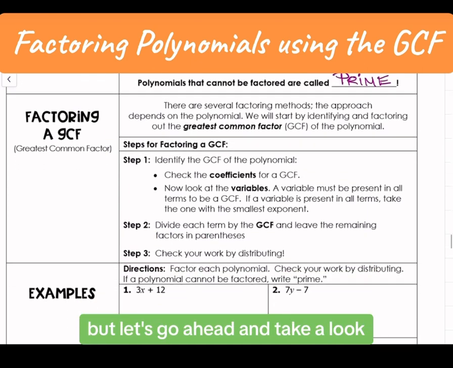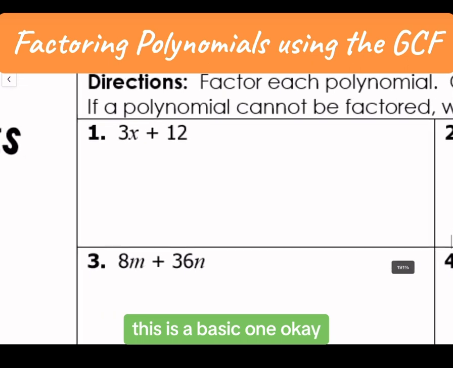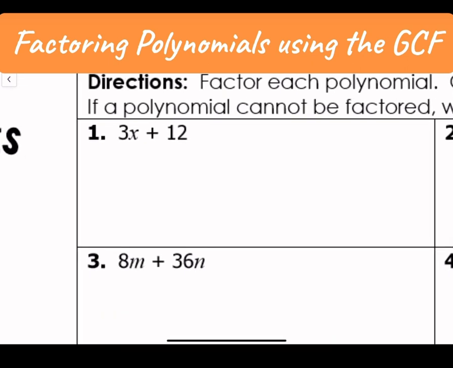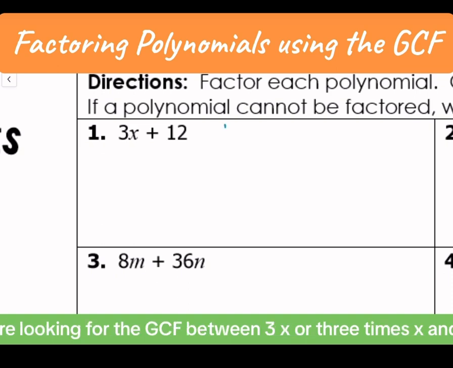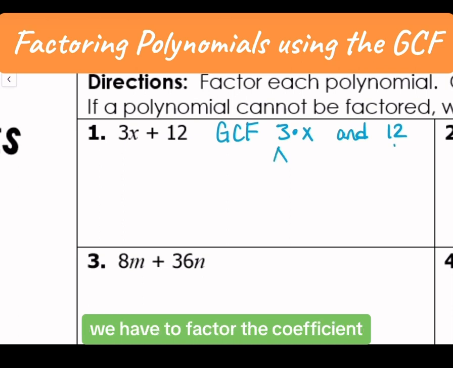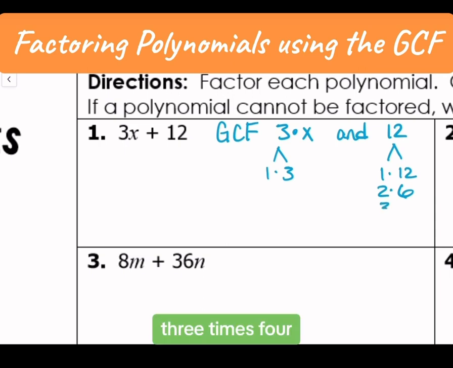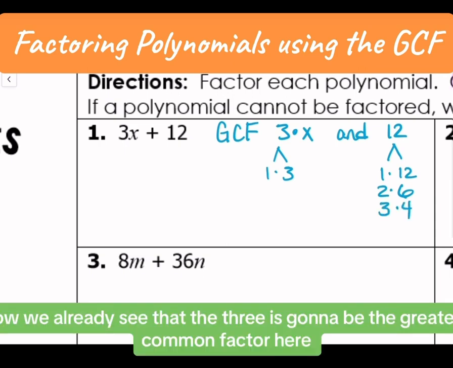But let's go ahead and take a look so you all can get an idea of what it really looks like. So let's start with number 1. This is a basic one, okay? First, we're looking for the GCF between 3x, or 3 times x, and 12. Now, when we factor, we have to factor the coefficients. So that's 1 times 3, and that's it. And then for 12, it's 1 times 12, 2 times 6, 3 times 4. Now, we already see that the 3 is going to be the greatest common factor here.